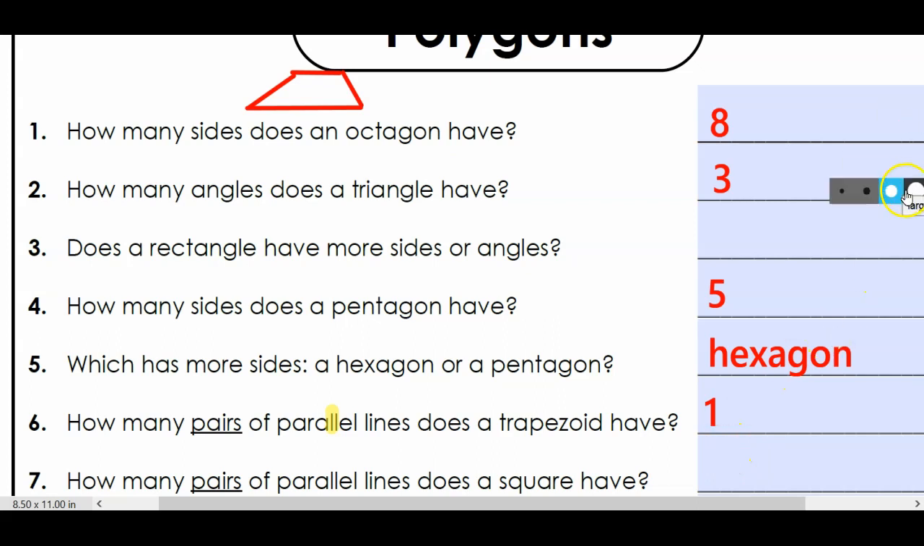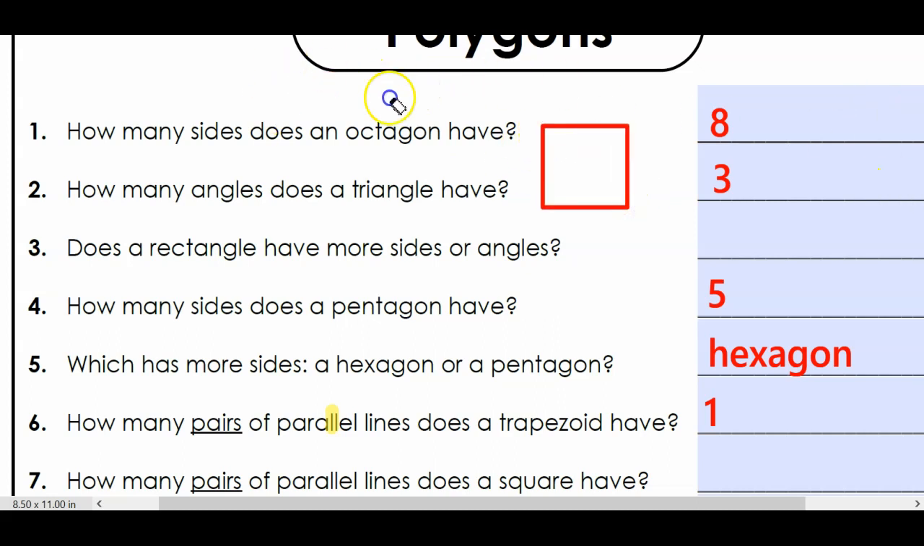And then how many pairs of parallel lines does a square have? 4. Okay, I didn't say how many sides. There's a square. 2. Okay, that means this side is parallel to this side. That's one pair. Okay, Curtis? And this side is parallel to this side. That's another pair. So how many pairs does it have? 2. Got it, Ronnie? All right, so moving on.